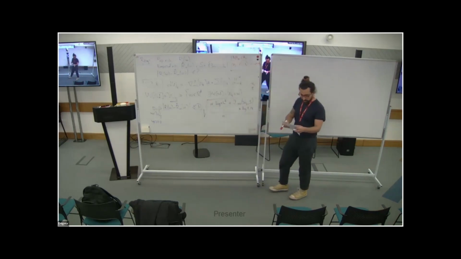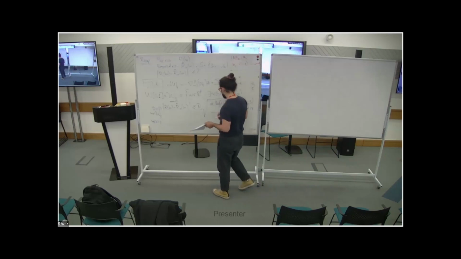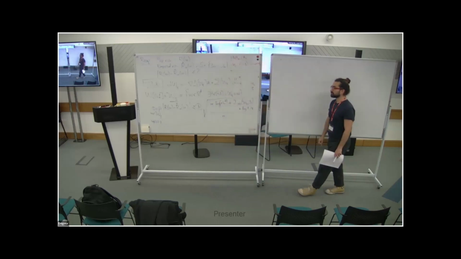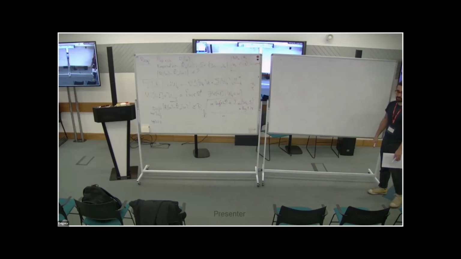Is the L square inside the log or outside the log? Okay, so the bound looks like this. I might have forgotten some absolute constant, but the shape is just like what's written.